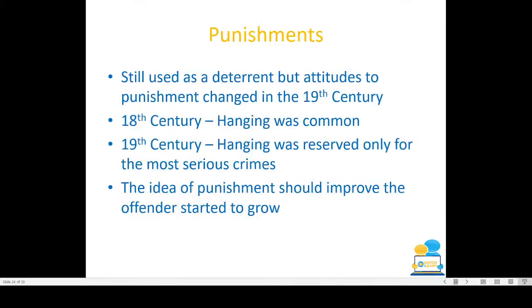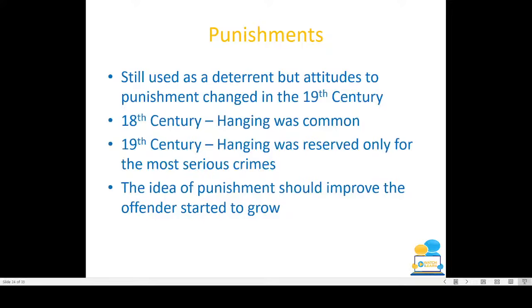So finally, punishments. Like all punishments, it's still used as a deterrent, but attitudes to punishment change in the 19th century. The main idea still is you have punishment so people don't commit these crimes again, or people never commit the crime. But attitudes towards punishment change. It is a punishment, you need to be punished for the crime, but not only as a deterrent. Things start to change.